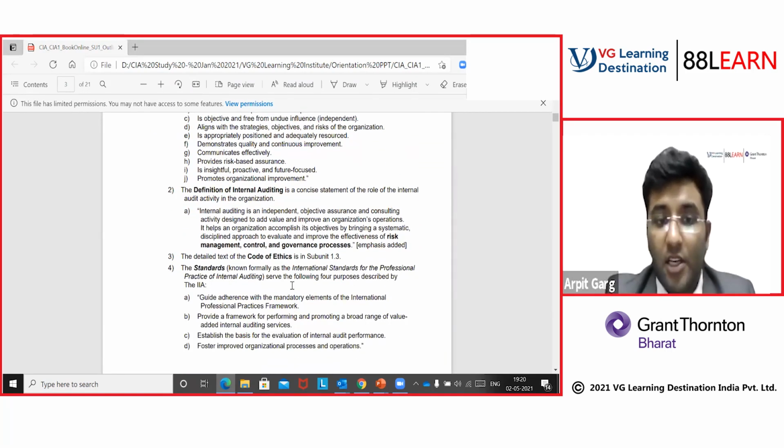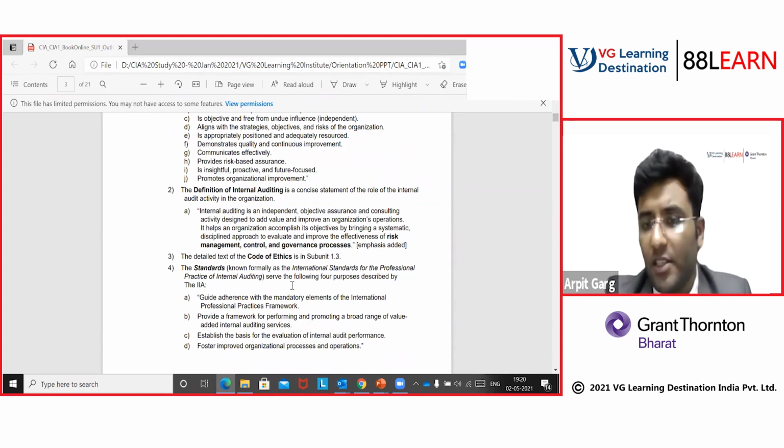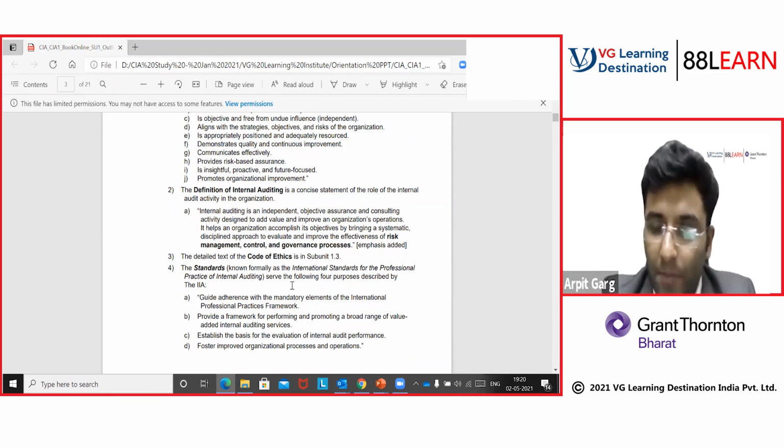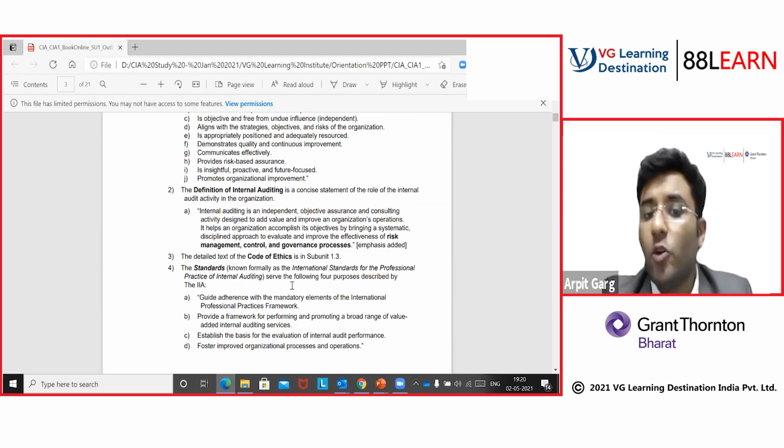I'll proceed further. The detailed text of the code of ethics is in subunit 1.3. So we'll understand the code of ethics in the subsequent part of the subunit. Okay. We'll understand the standards that we've already covered in the presentation also. The standards are normally known as the International Standards for the Professional Practice of Internal Auditing. So these are called basically the international standards.